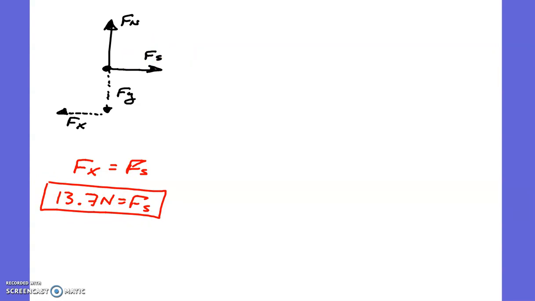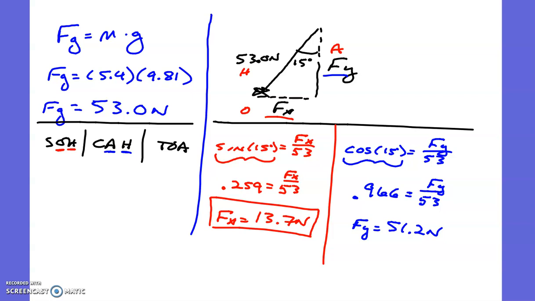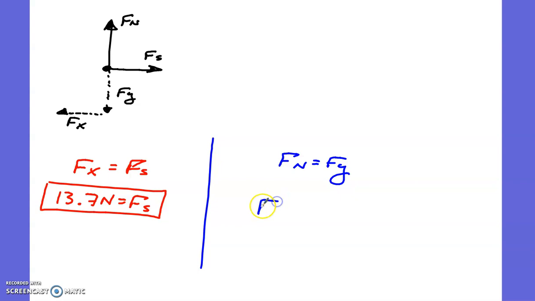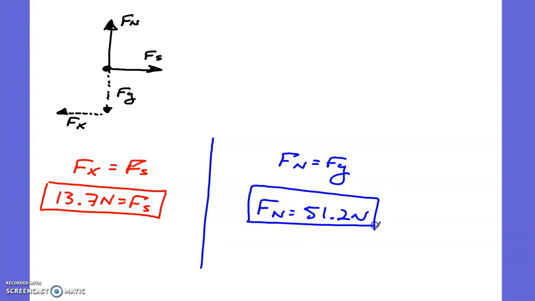I'm going to do the same thing with the y direction. F sub n is up, f sub y is down. And they balance each other. That means f sub n equals f sub y. We just solve for f sub y, I should say, which is 51.2 newtons. So now I can replace f sub y with 51.2 newtons. That is also my normal force.